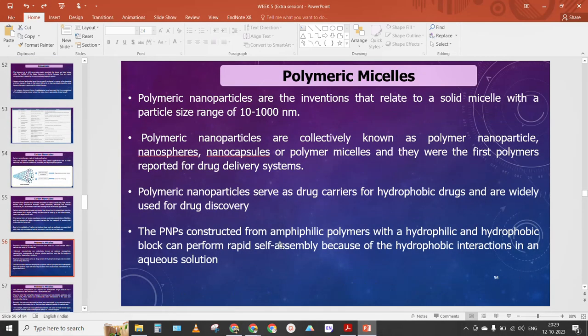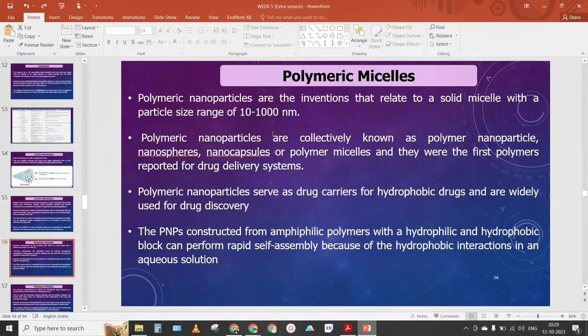Then the polymeric micelles. Polymeric nanoparticles are inventions that relate to solid micelles with a particle size ranging from 10 to 1000 nanometers. The polymeric nanoparticles are collectively known as polymer nanoparticles, nanospheres, nanocapsules, or polymer micelles, and they were the first polymers reported for drug delivery systems so far.